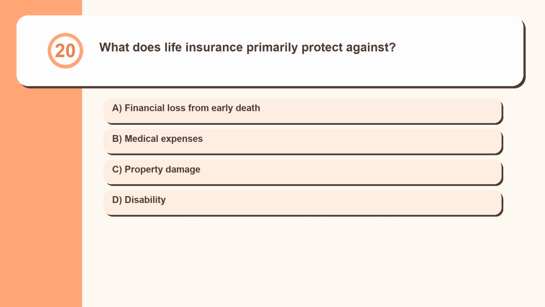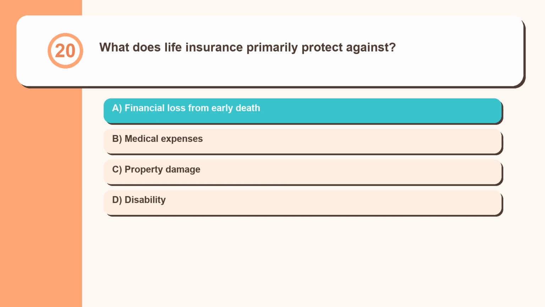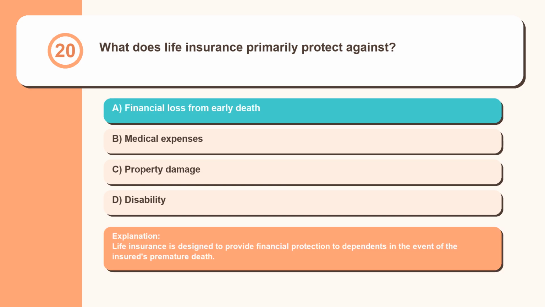Question 20. What does life insurance primarily protect against? Financial loss from early death, medical expenses, property damage, disability. Life insurance is designed to provide financial protection to dependents in the event of the insured's premature death.